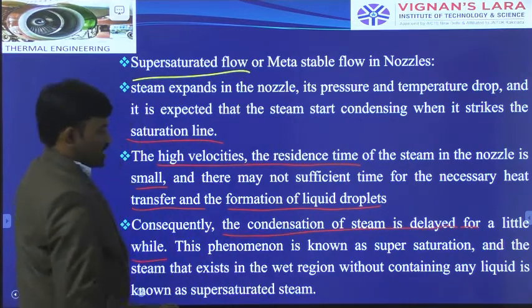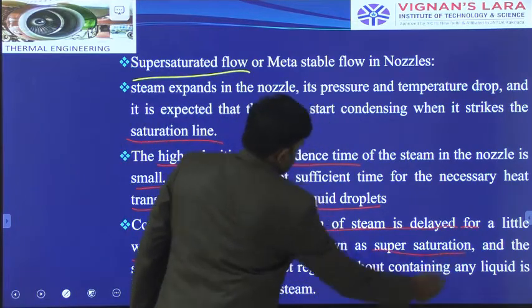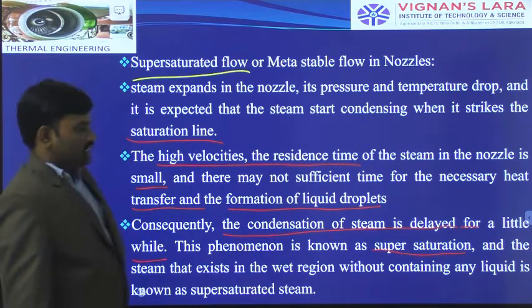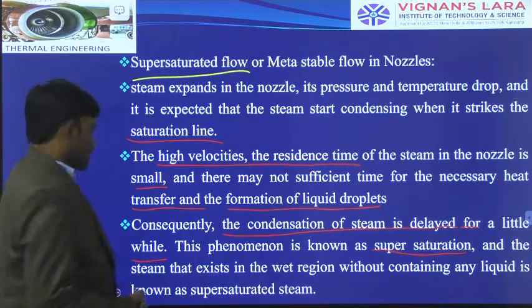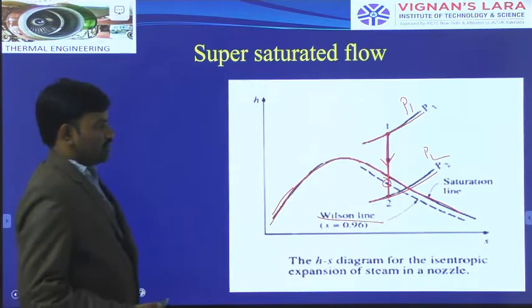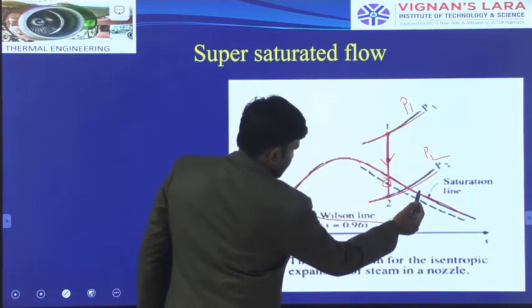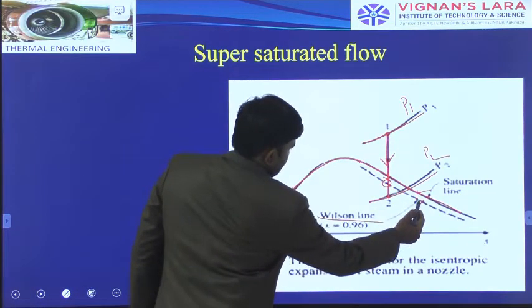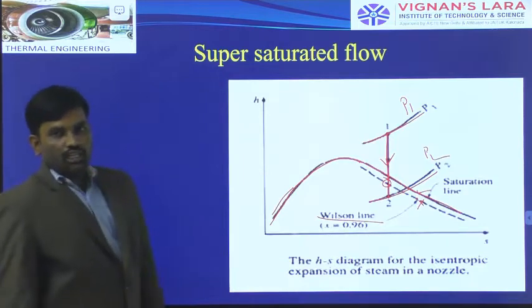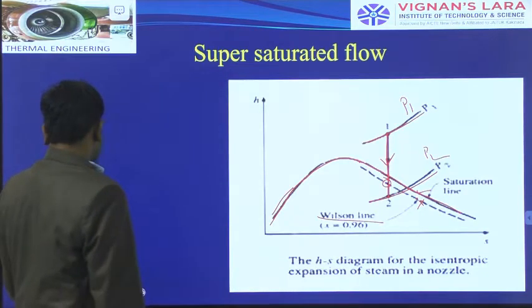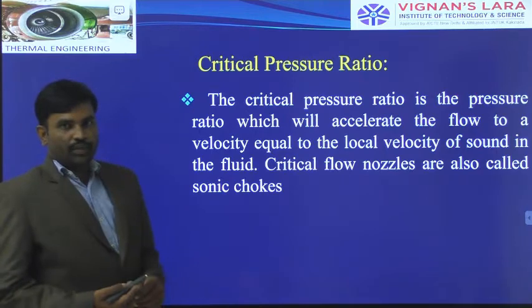Okay, this phenomenon is known as supersaturation. The gap between the natural saturation line and the Wilson line is called the supersaturated flow. The gap between these two lines, the saturation line and the Wilson line, will give the supersaturated flow. Measurement of a supersaturated flow.